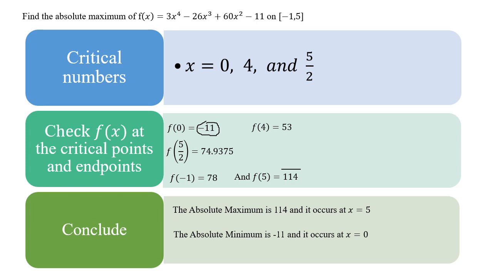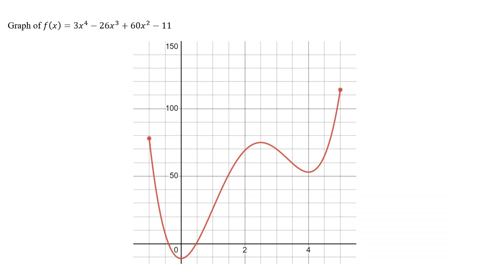And you can see by the graph here, I graphed the function f on the interval from -1 to 5. You see that this is your max. And that's what we found, right? Remember, it was 114, I think, and it happens at 5, and this is your absolute minimum, and it happened at x equals 0, and the value was -11.